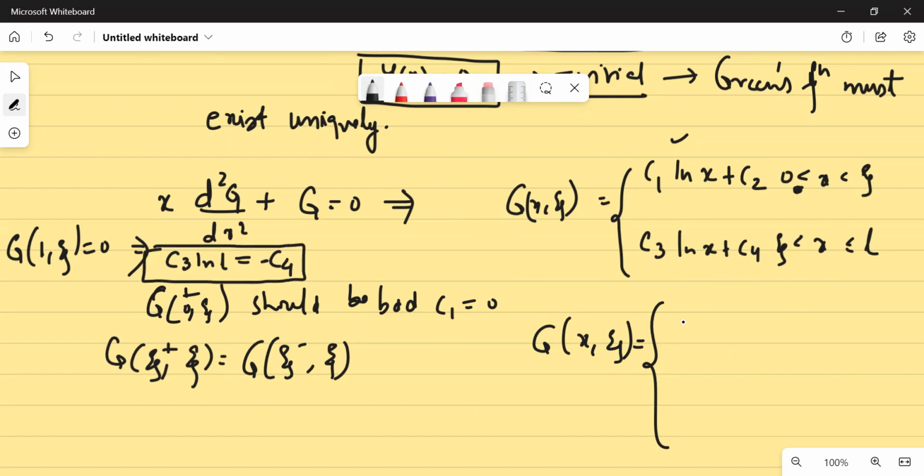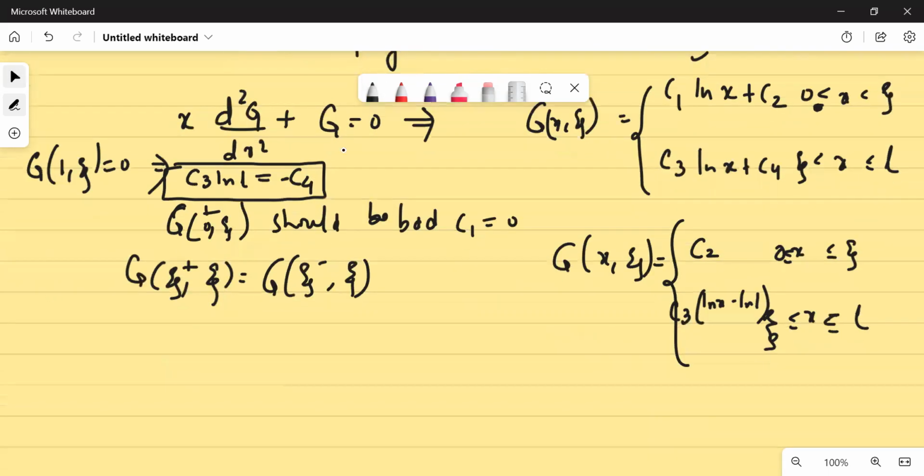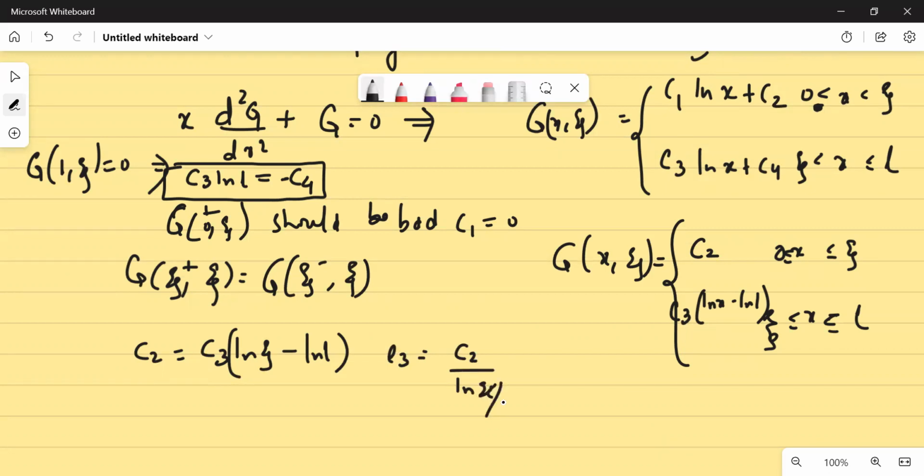So in short, I can write my function as C2 for x between 0 and zeta, and for x between zeta and L, instead of C4 you can write minus C3 ln L. So this is C3 (ln x minus ln L). Is that clear? Now if you use the condition of continuity, you will get C2 equals C3 (ln zeta minus ln L). So I can write my C3 as C2 divided by ln(zeta/L).